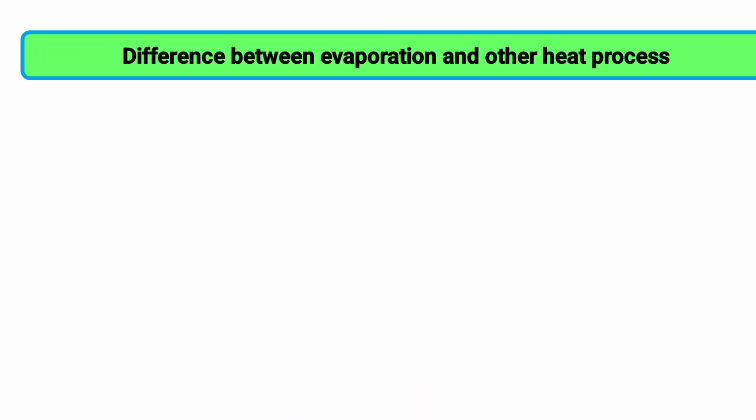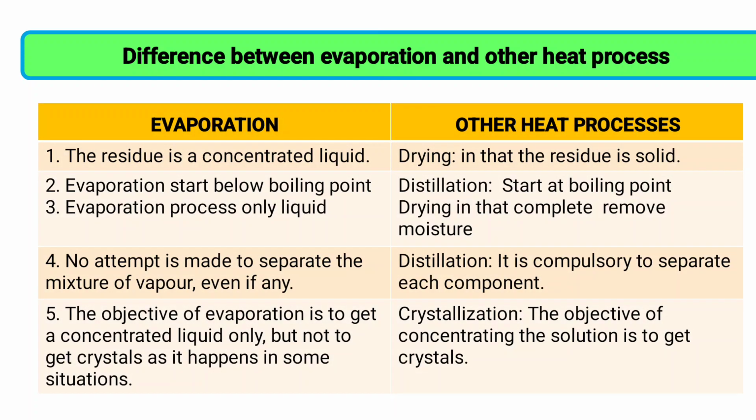Difference between evaporation and other heat processes: drying, distillation, crystallization. In evaporation, a large quantity of liquid gets vaporized to make a concentrated product. Drying is the complete removal of moisture, and the residue or substance left is solid. Evaporation starts below the boiling point, while distillation starts at the boiling point. Evaporation gives only a concentrated liquid, not crystals, but the crystallization process makes crystals. So these are the basic differences between evaporation and other heat processes.